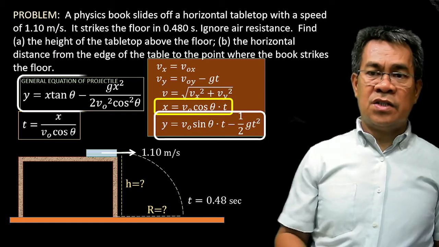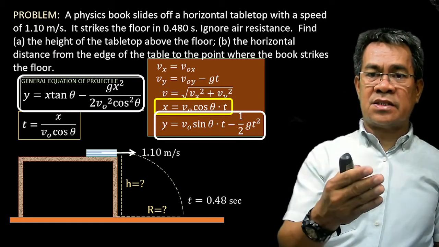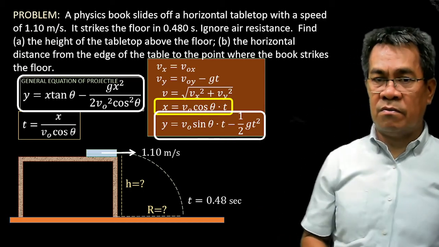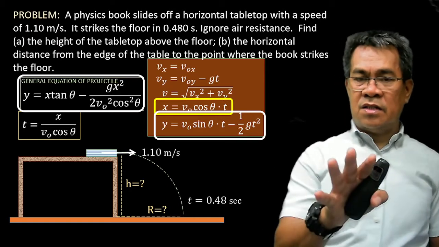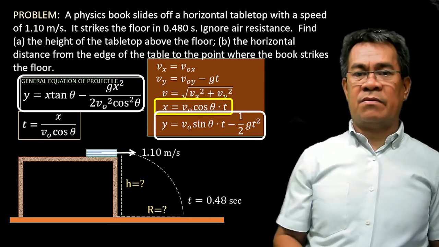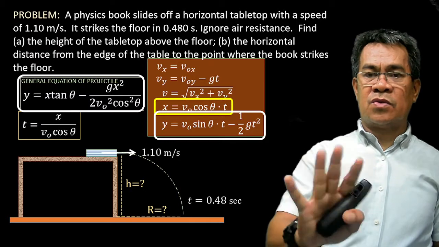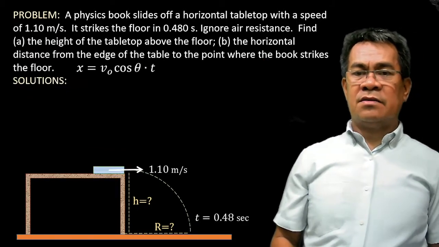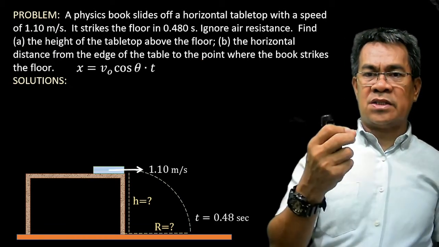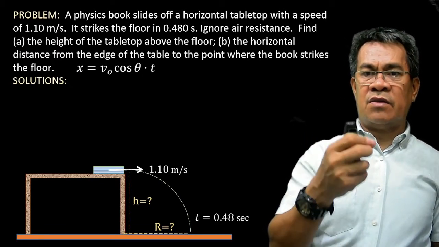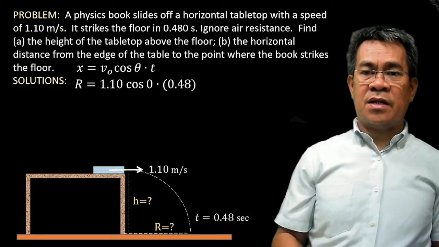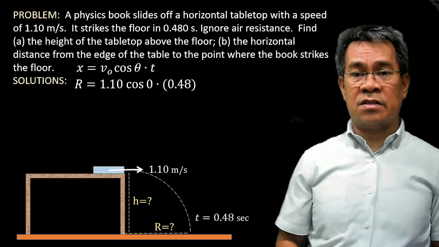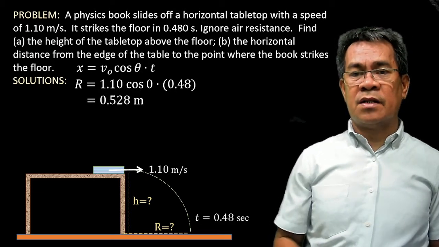Or after solving x, because we already have x, we can use the general equation of projectile. Okay, so let's do the solutions of the problem. Let's have two solutions for y and compare the results. From that formula, to solve for x, we use x = V0 cosine theta t, where x is r, V0 is 1.10, the angle of projection is 0, and the time is 0.48. Substitute and simplify, and the answer is 0.528.